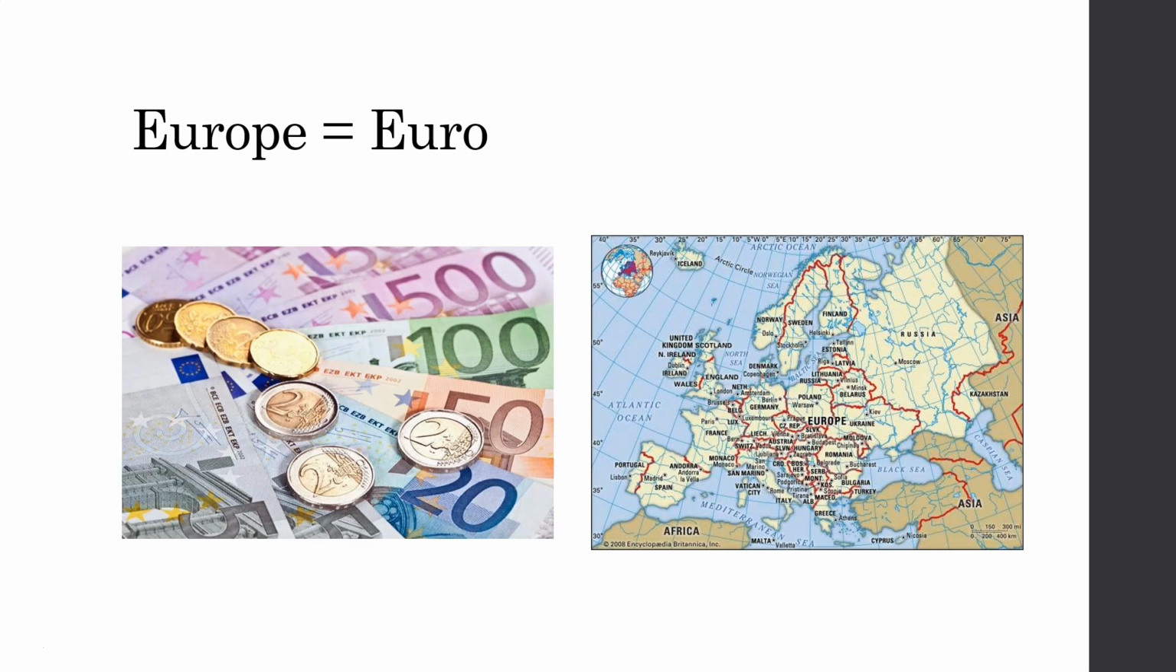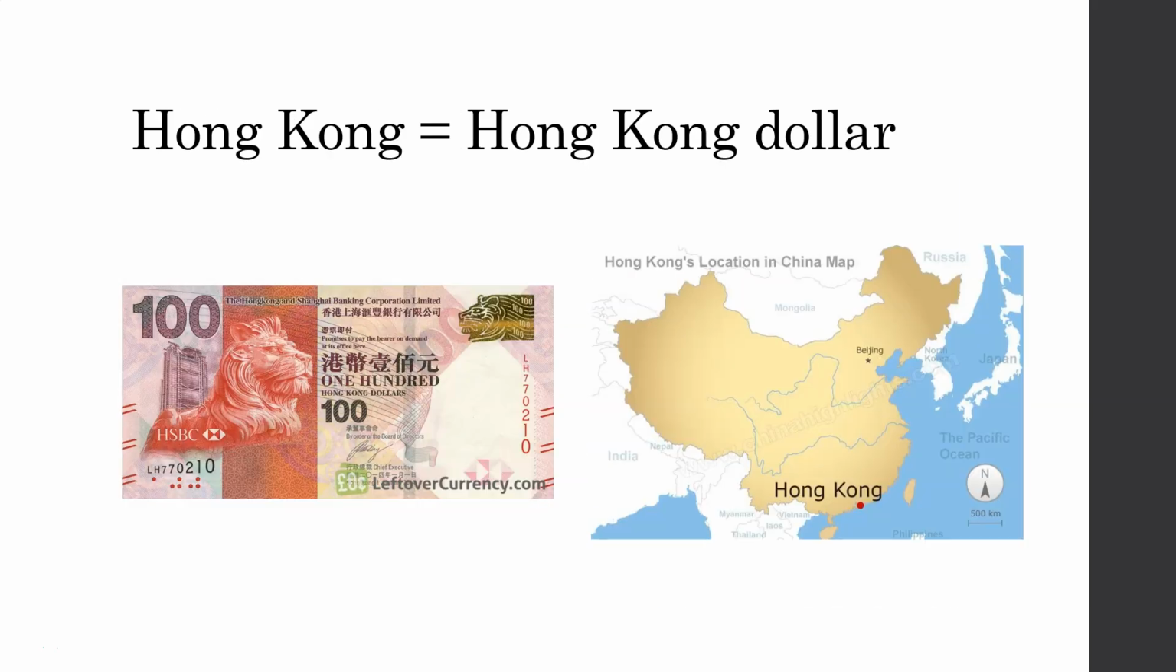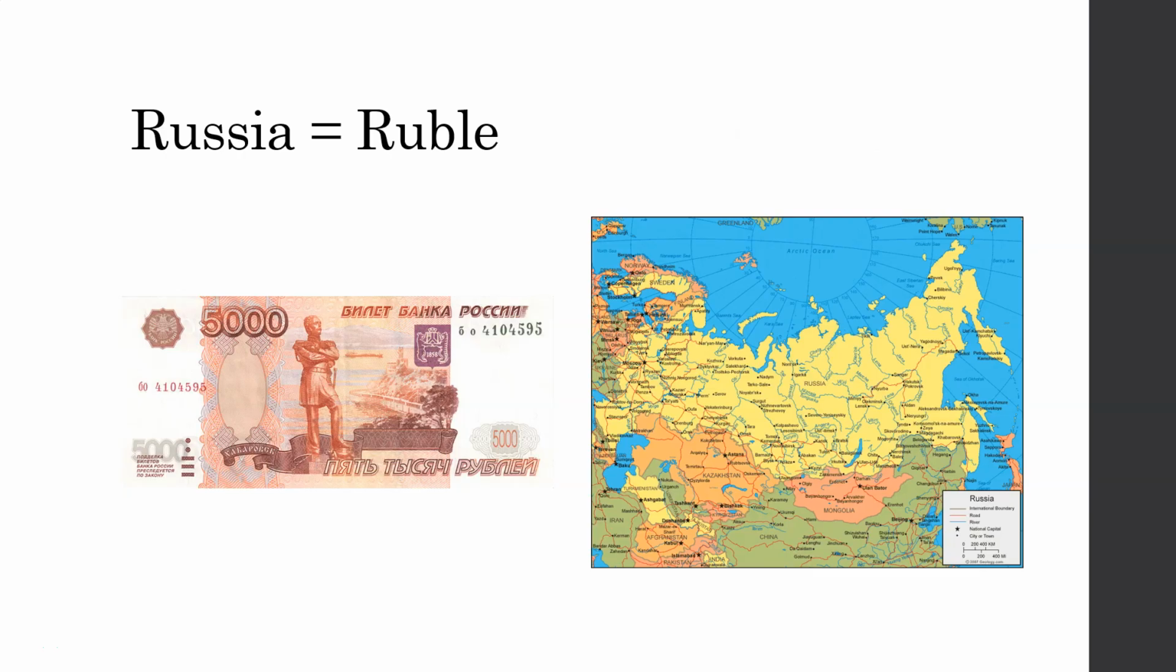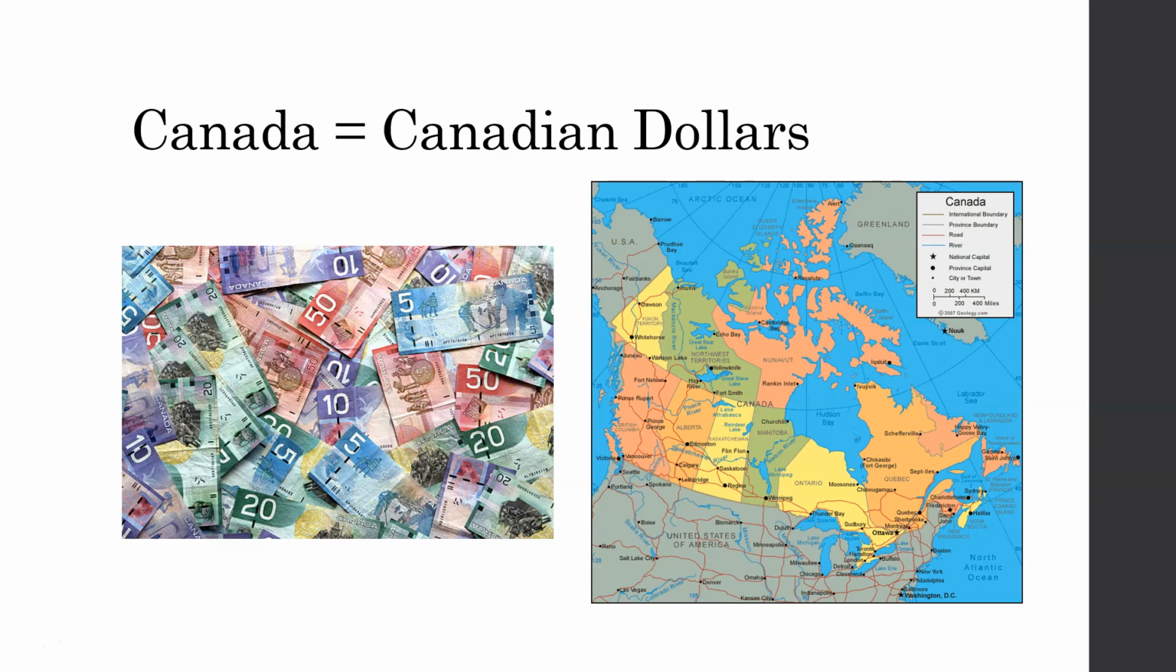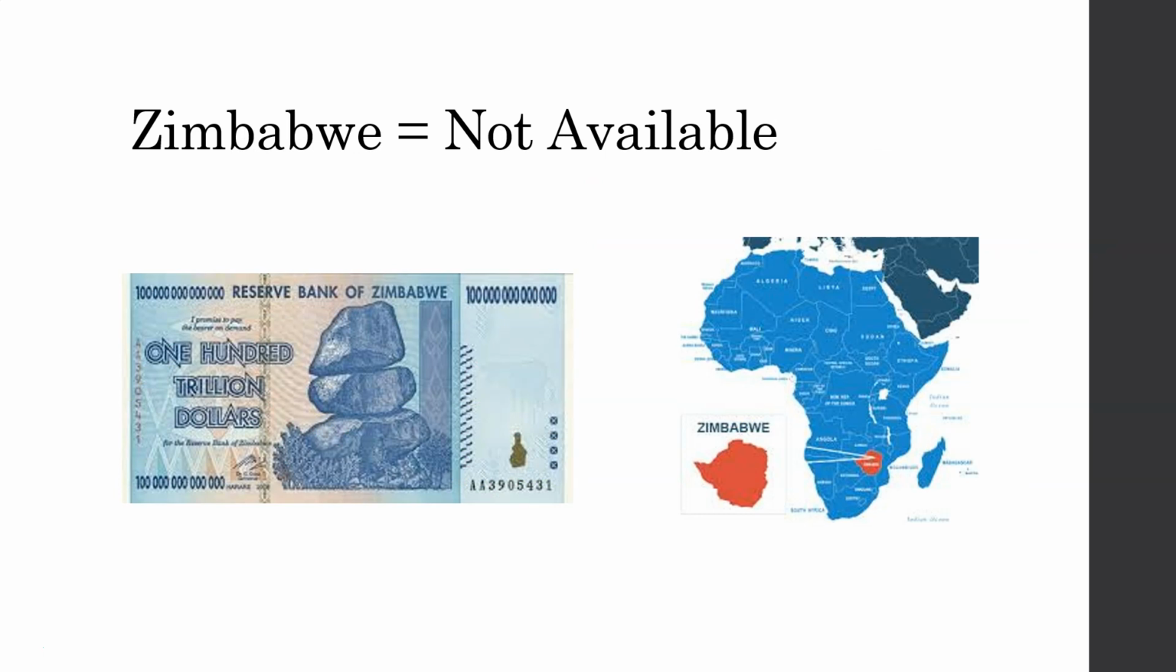Now, when it comes to currency, they have all these different kinds, like the euro, the pound, the won, the Hong Kong dollar, the yen, the Russian ruble, pesos, Canadian dollars. I want to show you Zimbabwe real quick because I always find it fascinating when I show students Zimbabwe currency. I really wish I could show you mine, but unfortunately we can't do that.